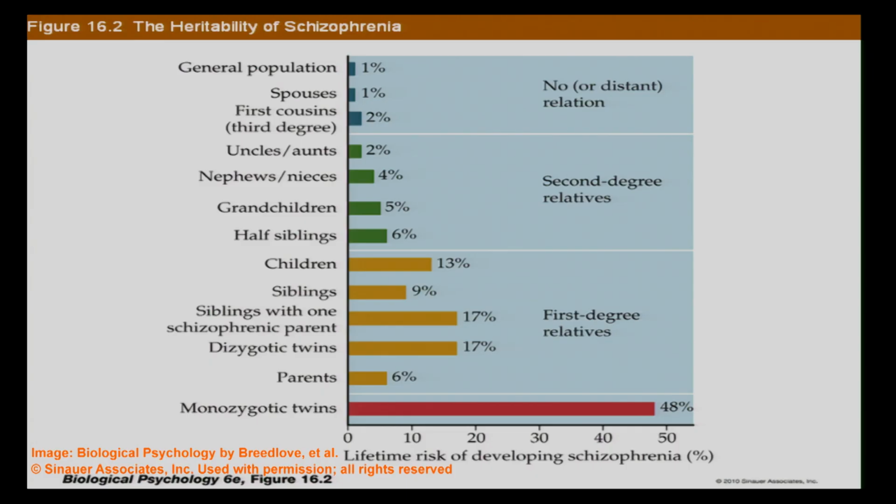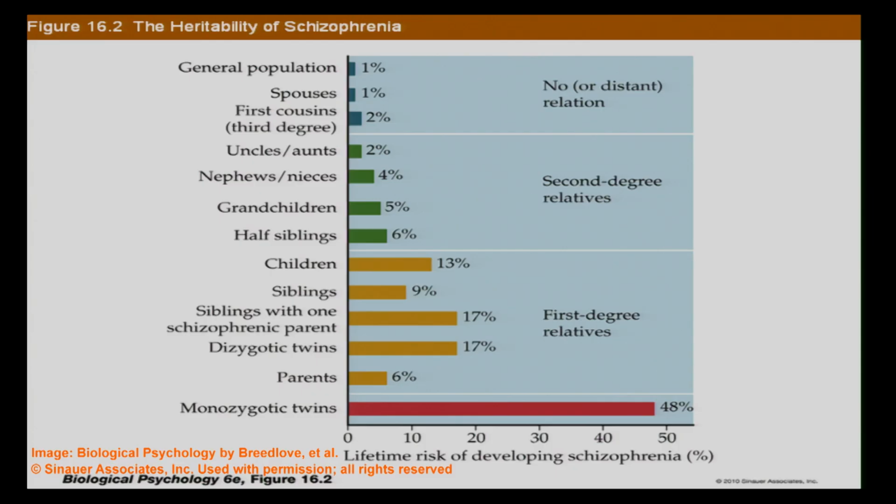You have a 50% likelihood. It means there is a strong genetic component. It's not 100%. If it was 100% genetic, you would expect 100% of the monozygotic twins to have schizophrenia, but it's 50%. That's still quite high, and suggests a genetic component, not all dependent on genetics, but a good proportion is.